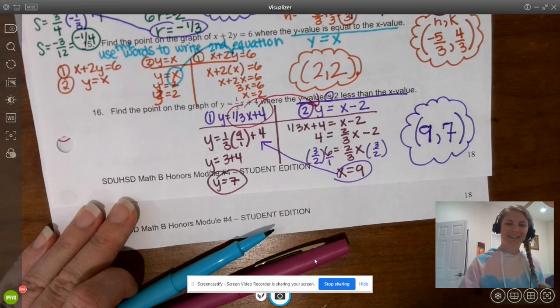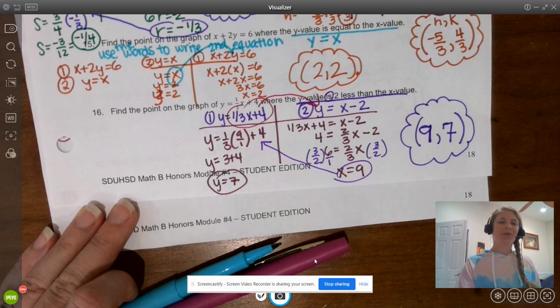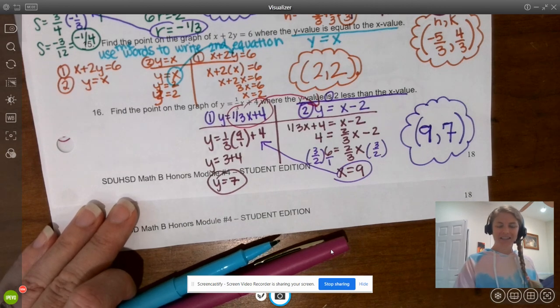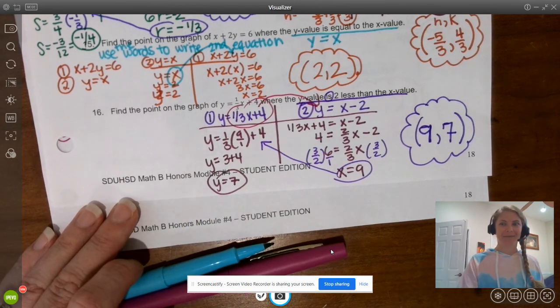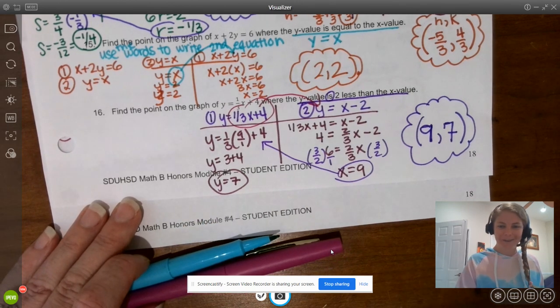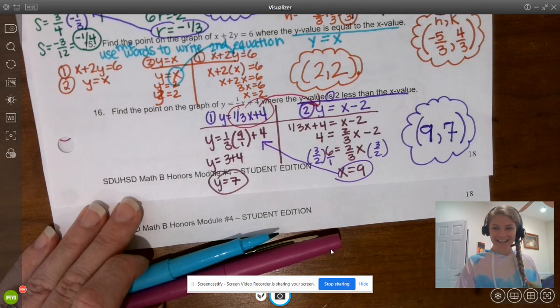Great job, mini mathematicians. Keep up the excellent work. You are doing fabulous. This is when we really start to be doing like mathy math. Like, this is impressive stuff. If you look back through your notes right now, look at what you were able to do today. Excellent job.